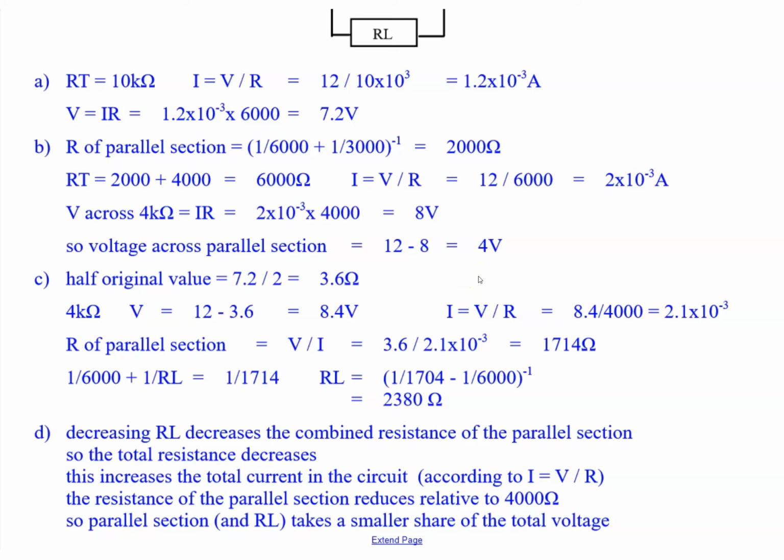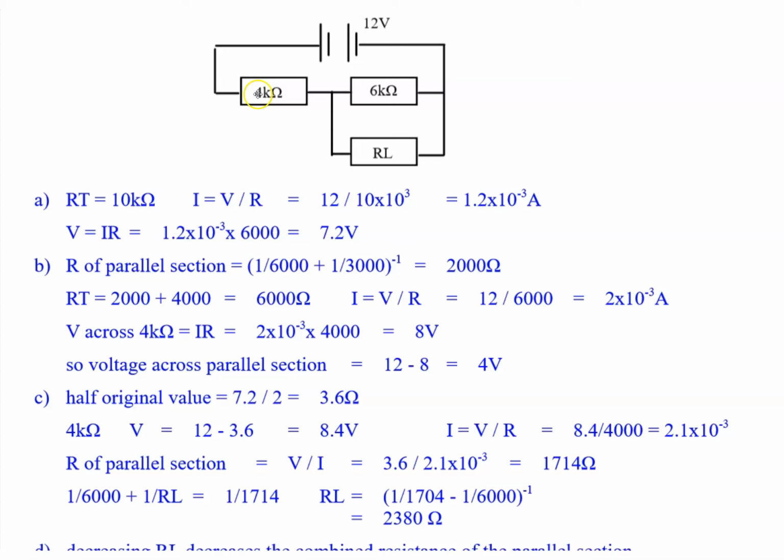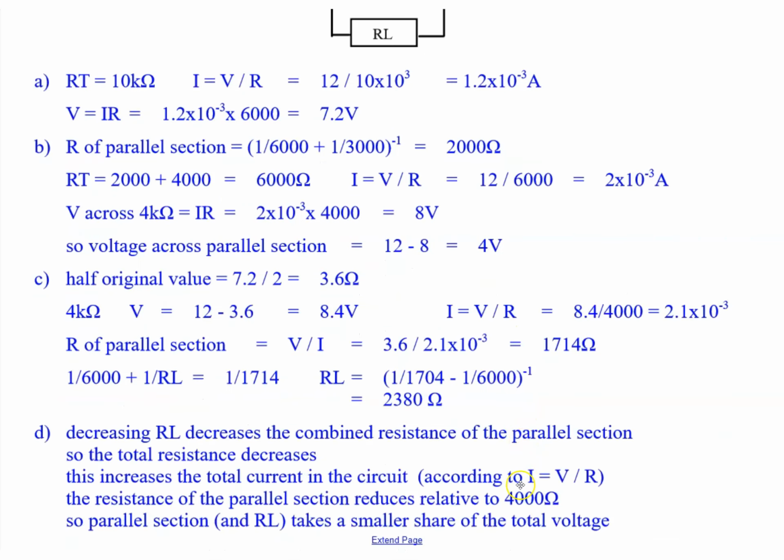We could also say, well, what's going on with the output voltage? So the resistance of the parallel section reduces, we've said that already, but relative to the 4000, that hasn't changed. So the parallel section, the total resistance has gone down relative to the 4000. So it's going to take a smaller share of the total voltage.